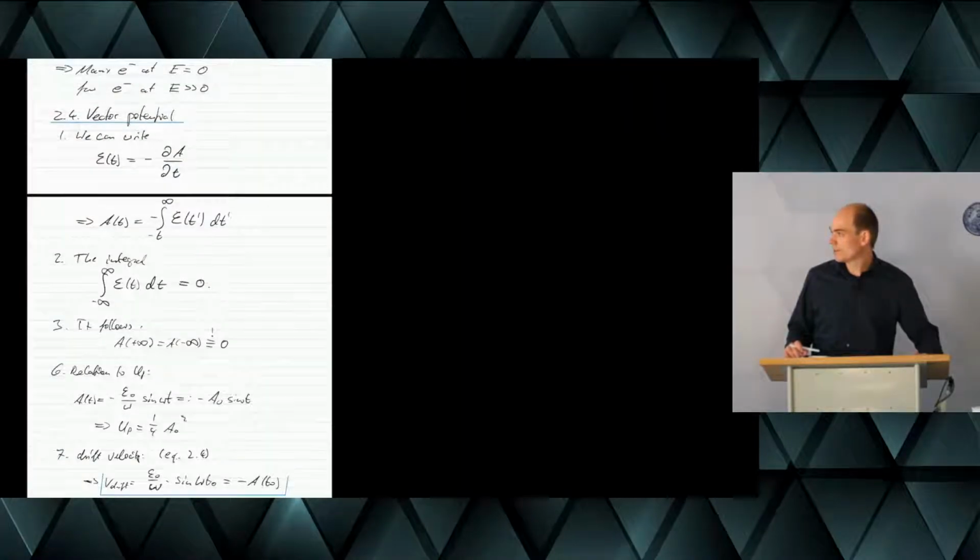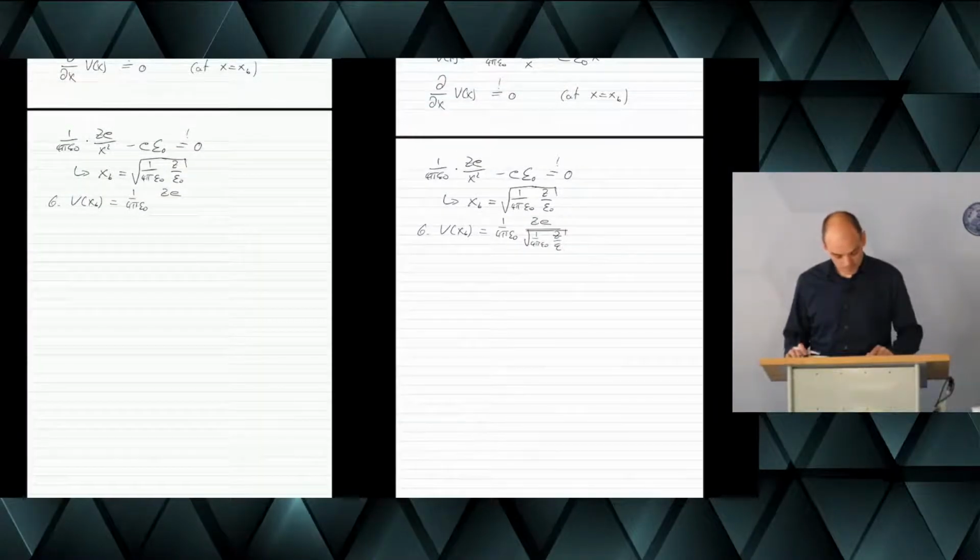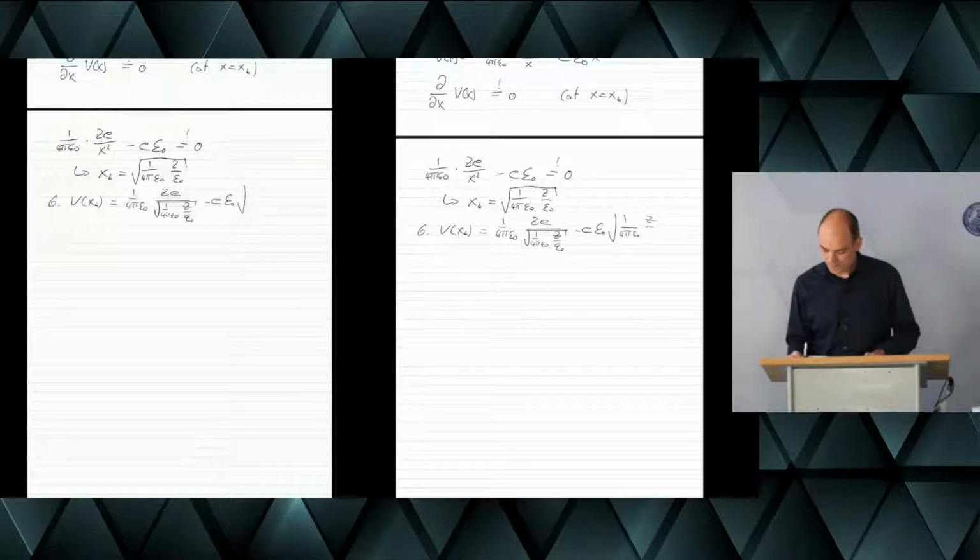Maybe it helps when I scroll down here. So this is E naught, and then we have the term for the laser. Okay, so if you summarize this, you get 2 times square root z times E naught times E divided by square root of 4 pi epsilon 0.